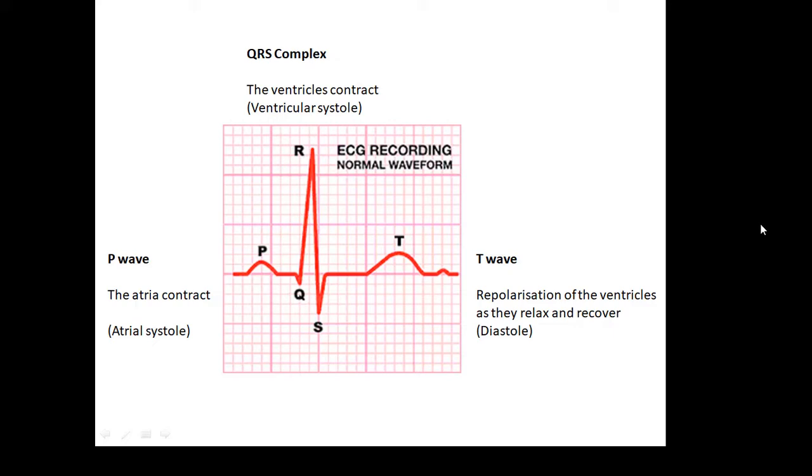That is when it recovers, when it relaxes. Systole is when it contracts. Diastole is when it relaxes. How do you remember all this? Well, it's dead easy. P, Q, R, S, T. Basically, if you know your alphabet, it shouldn't be that hard. Atria contract, ventricles contract, relax.